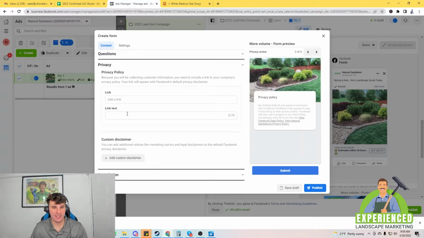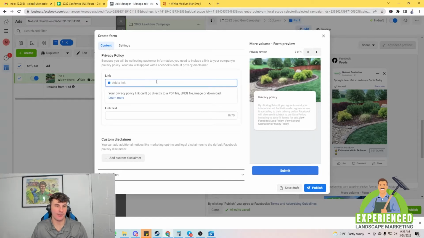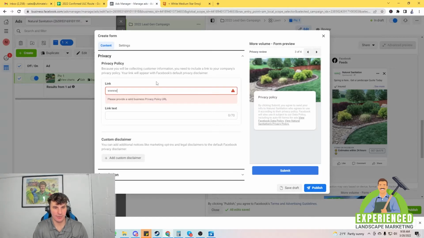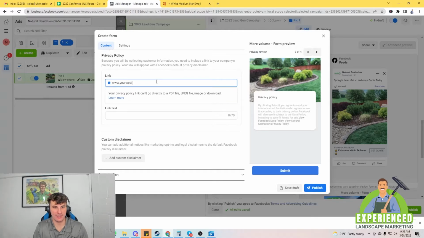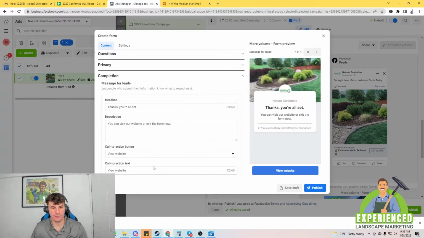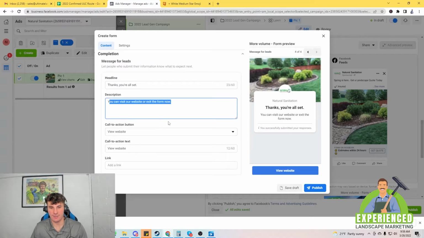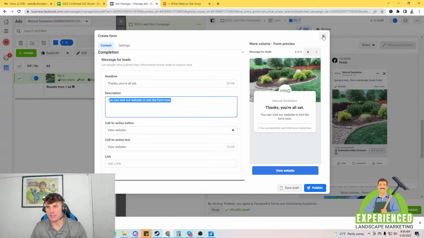That's good. Privacy. You need to have a privacy disclaimer, so you can just do www.yourwebsite.com/privacy policy. Completion. You can send them to your website after this. Let's just say you published it. Good to go.